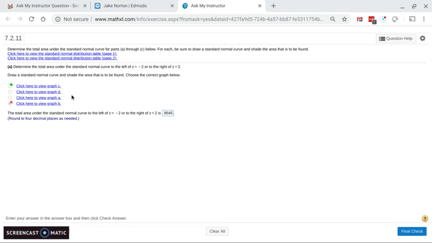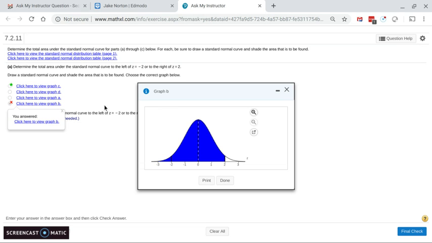The student that sent this to me had picked this graph right here. And I think the confusion is this is not the area under the curve between -2 and 2, which would be from here to here. This is like what percentile would correspond to a z-score of 2. I think they're thinking of it as everything below 2, but it's really between -2 and 2.